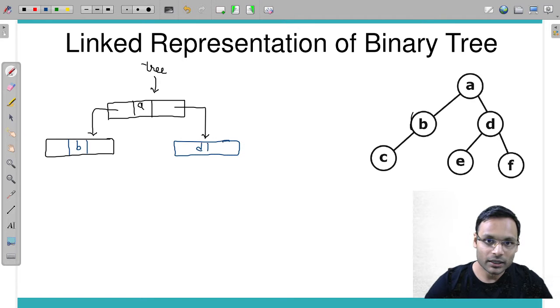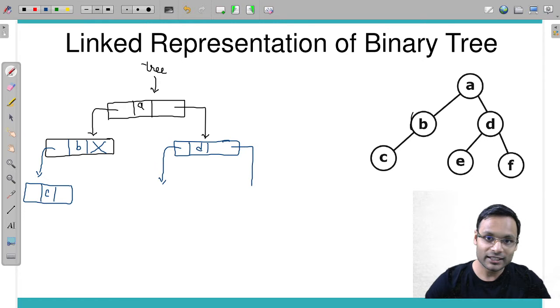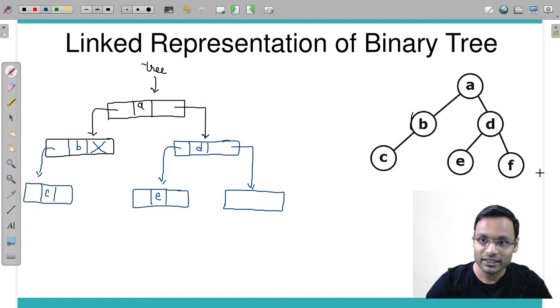Now from B we have a left child, which has the value C. Is there any right child of B? No. So what should I keep here? Null. For null, I will put a cross. For D, we have left and right. The left child of D is E, and the right child of D has key value F.